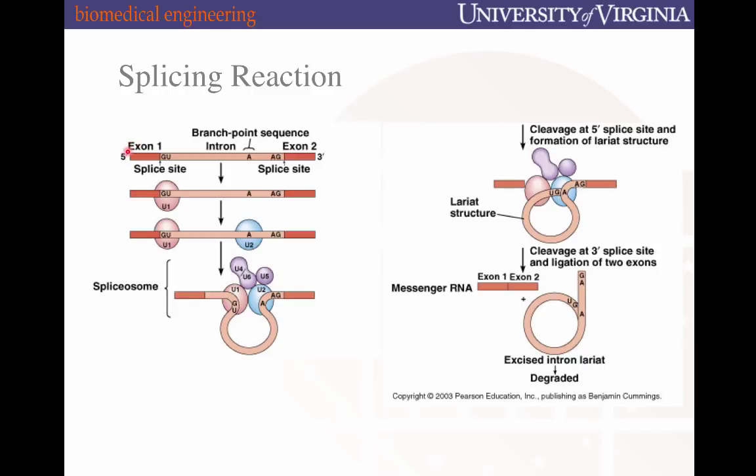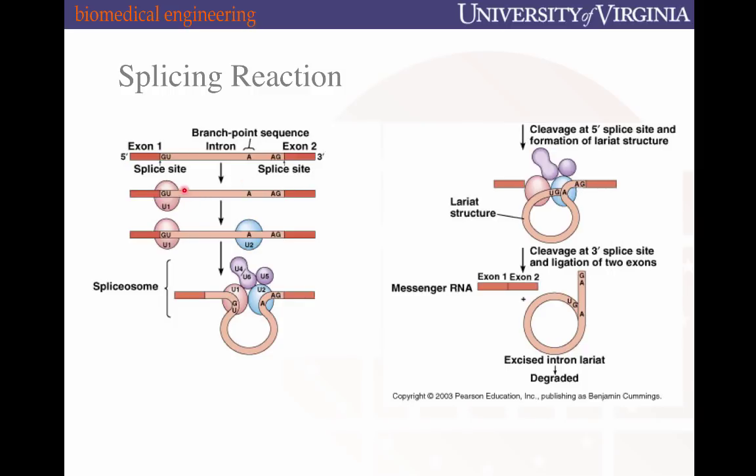So again, this first strand here is the pre-mRNA, so it has 2 exons with the intron in the middle. At the 5' end of this intron is that GU sequence we just talked about, and on the 3' end is the AG sequence we just talked about. In addition, there is this other sequence shown here as an A base called the branch point sequence, and this is also critically important in the splicing reaction.